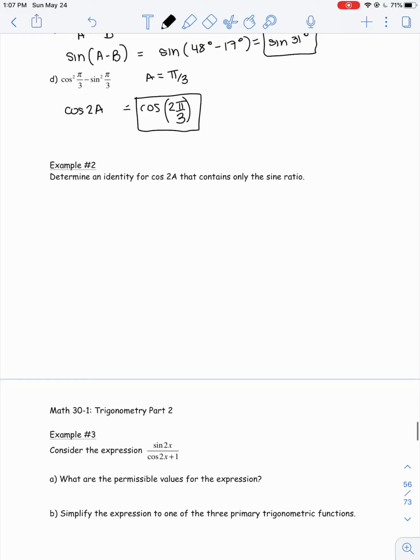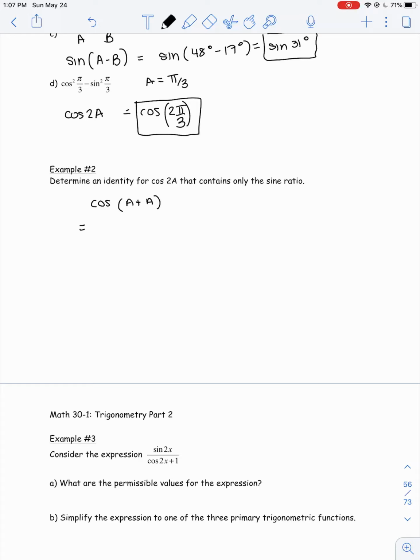Example number 2, they're asking us to determine an identity for cos 2A that contains only the sine ratio. We're going to write it as cos of A plus A first, and then we're going to expand it using the rule above. The cos identity shows that whenever you have cos 2A, you can write it as cos A minus sine A. What that looks like is the same as saying cos squared A minus sine squared A.